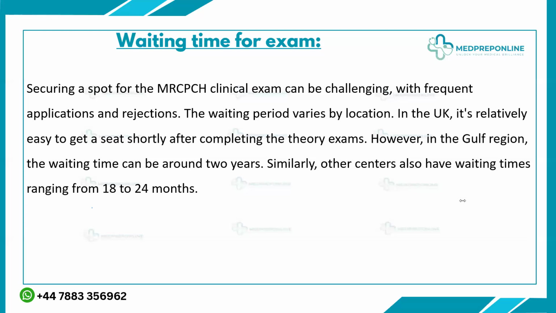iPhone 7 is asking how long to wait for the seat. I don't know which part of the world you are from and where you are applying, but the average time, I would say, for a clinical seat is between 18 to 24 months. If you are lucky, you might get one within 12 months after passing all your theory papers. But on average, particularly for the Gulf countries, it is somewhere between 18 to 24 months to have a placement in the exam.